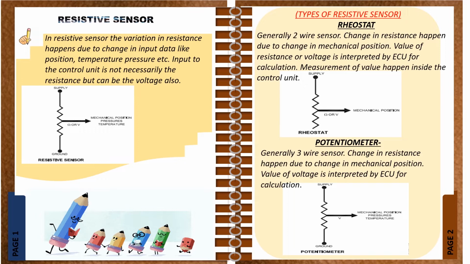Potentiometer, generally a 3-wire sensor. Change in resistance happens due to change in mechanical position. Value of voltage is interpreted by ECU for calculation.